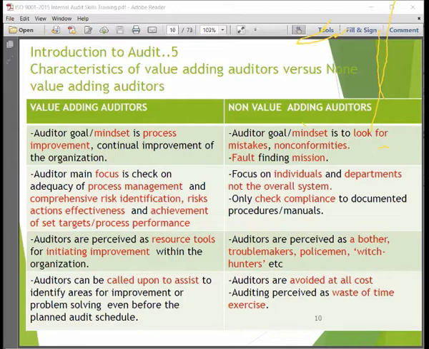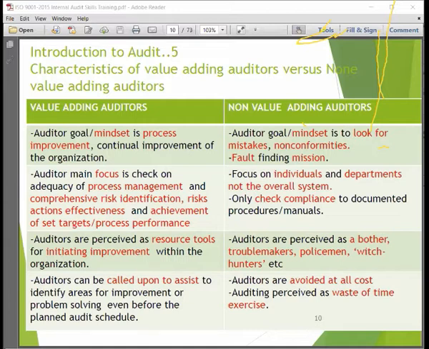Value-adding auditors can be called upon to assist to identify areas for improvement and problem solving, even before the planned audit schedule. And non-value-adding auditors are avoided at all costs. If there is a way to avoid them for that audit, you avoid them, because for you, it is not adding any value. Auditing is perceived as a waste of time. People perceive and see that this is a waste of time.